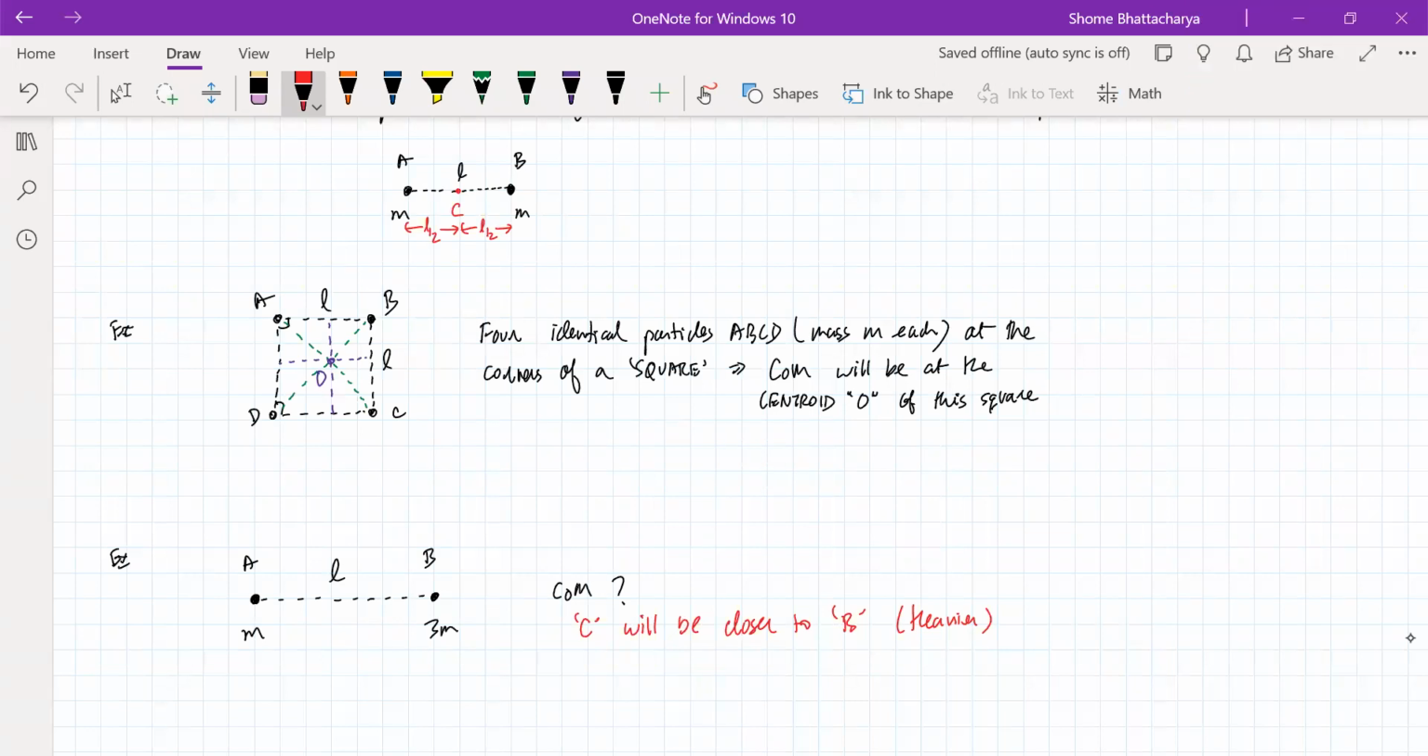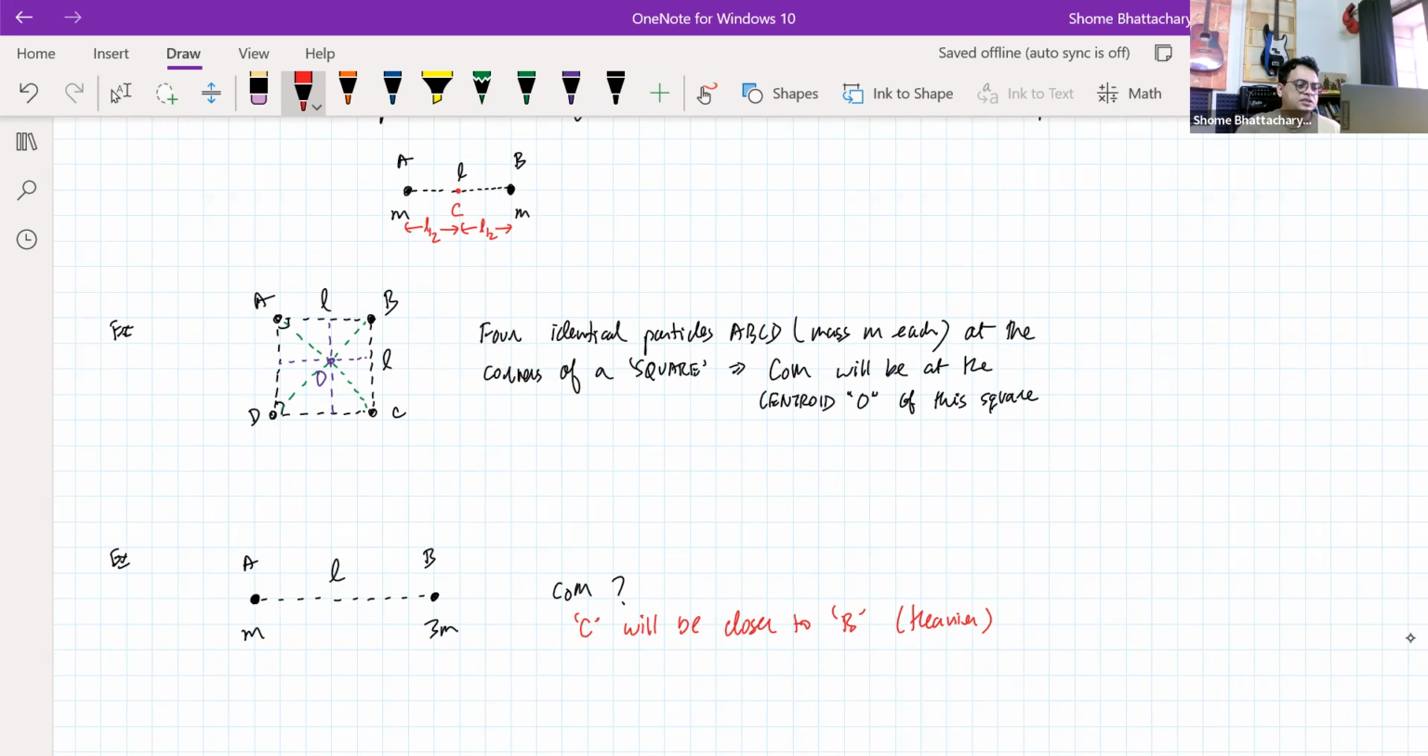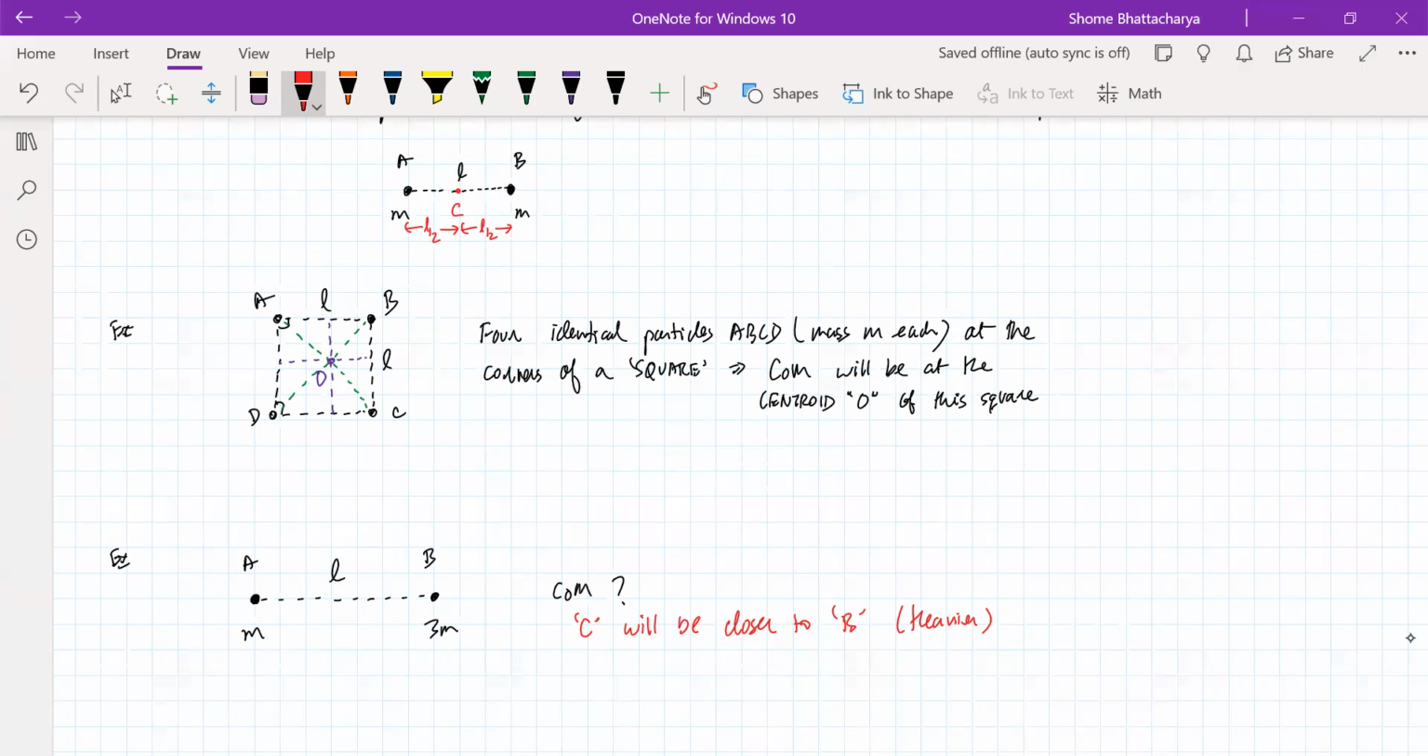Another extreme case would be, for example, if the mass of B, instead of 3m, was n times m, and n is tending to infinity. So the mass of B is infinite compared to the mass of A. Then the center of mass would almost merge with B.